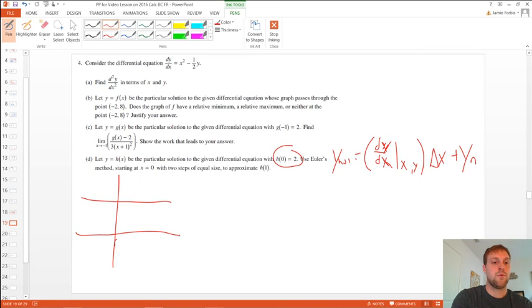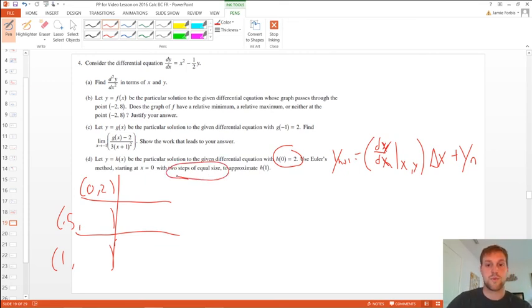I'm going to say, all right, we got the point 0,2 initially. Now, I'm doing steps of equal size to get to 1, so that's got to be step sizes of 0.5. So that's going to be 0.5 comma something, and then 1 comma something, my answer. Okay, that's 2 steps of equal size approximating h of 1.